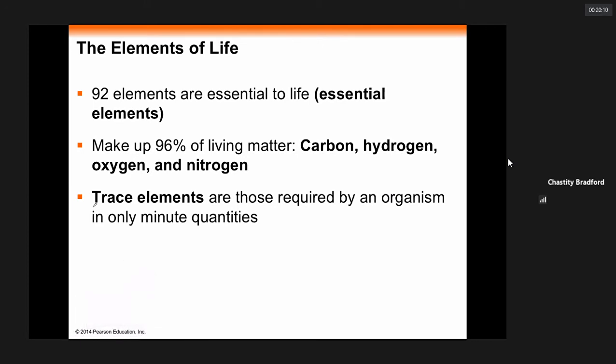I'm going to underline it here. Trace elements are those elements that are required by an organism, but you only need them in minute, small quantities. Trace elements are required by an organism, but only in minute quantities. The body needs the carbon, hydrogen, and oxygen, but it also needs these trace elements, though not as much.